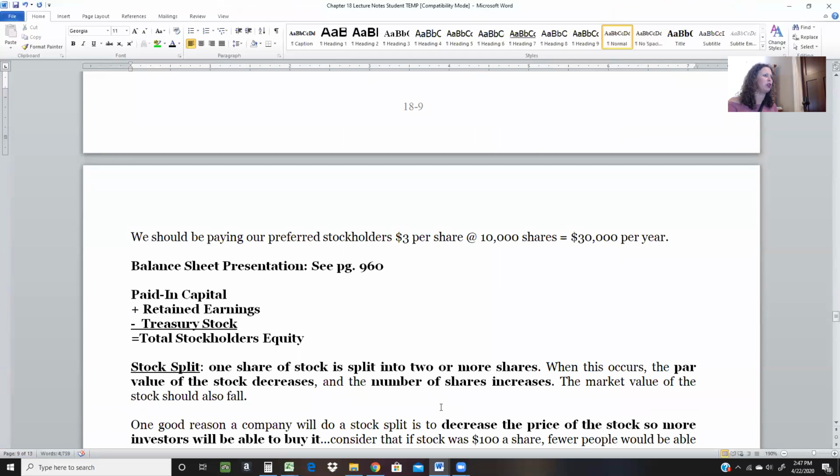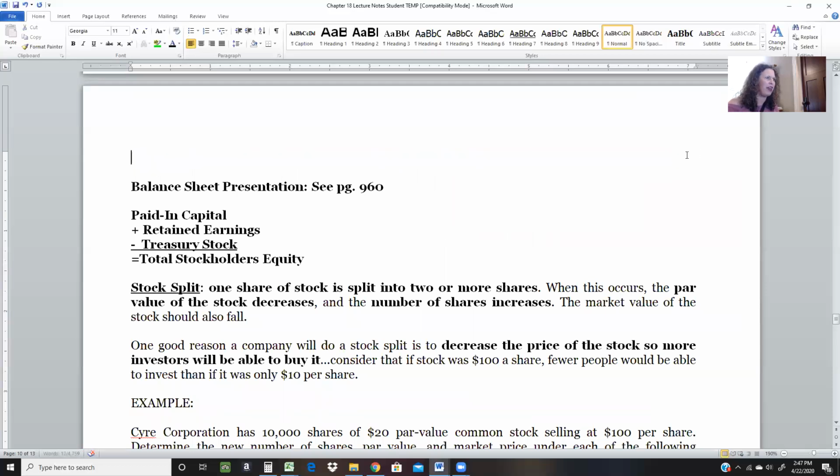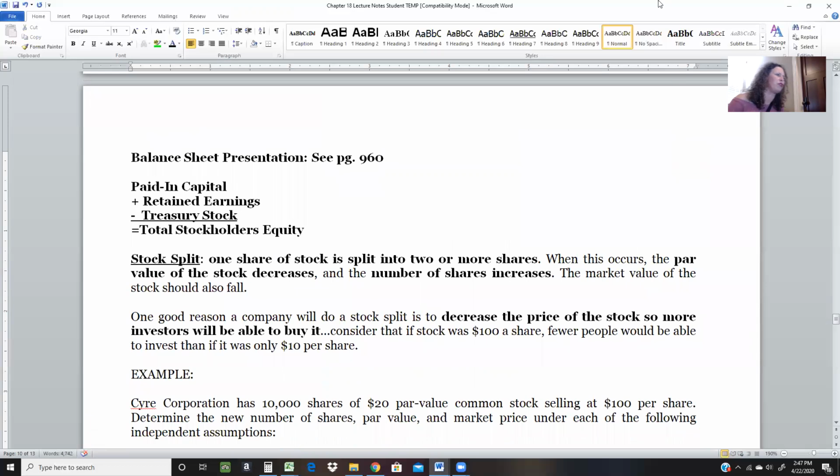Okay, so next thing here is just some conversation. Oh, here, this is the last thing. We should be paying our preferred stockholders. This is nothing. So I had another example that I had written, but I didn't use it. So, okay, so this is the different sections of total stockholder equity.